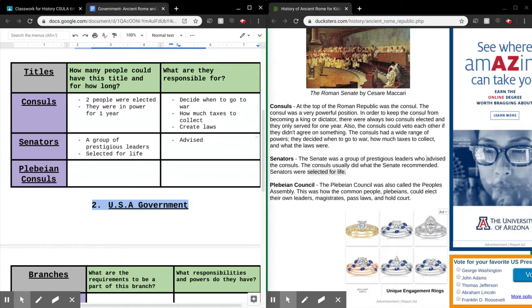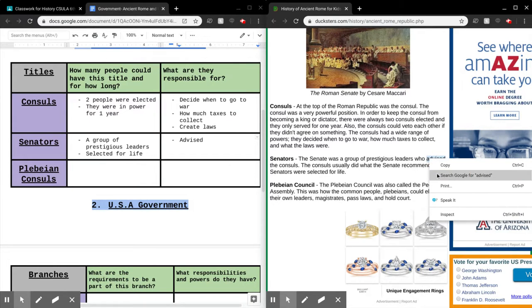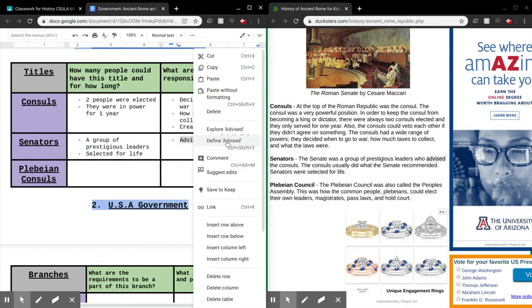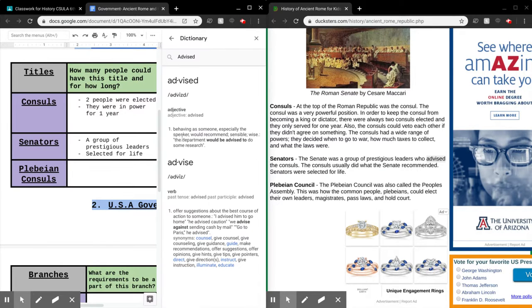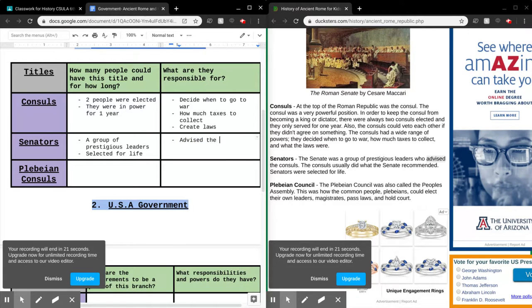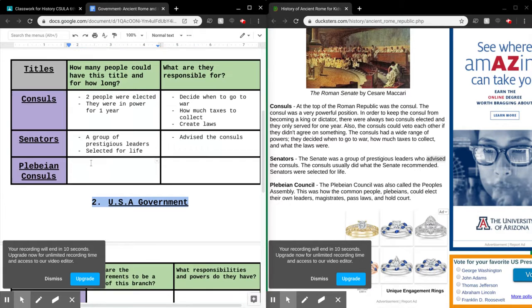What does that mean, to advise? Let's see if we can search up the definition. So I have define advise: behave as someone, especially the speaker, who recommended sensible wise the department would be advised to do some research. So give suggestions, give advice. Advise the consul. So maybe they only have one responsibility that we can find. That's okay. And then you can work on the plebeian consuls.